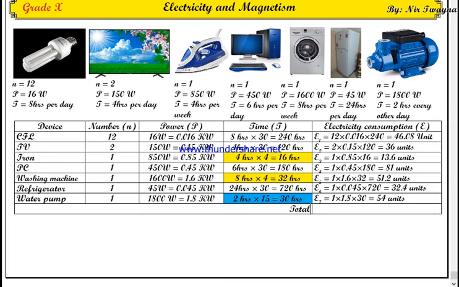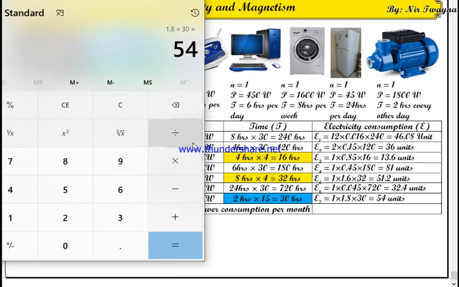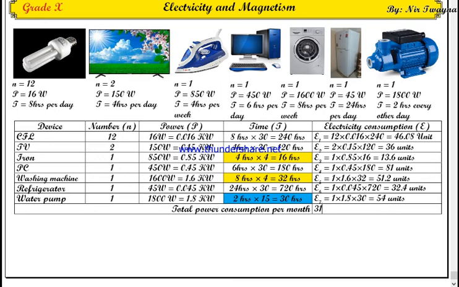Now what you need to find is total power consumption per month. How do you calculate total power consumption? Just add all of these terms, isn't it? Just add the power consumption by all these devices. Let's calculate it: 46.08 plus 36 plus 13.6 plus 81 plus 51.2 plus 32.4 plus 54. It's 314.28 units.